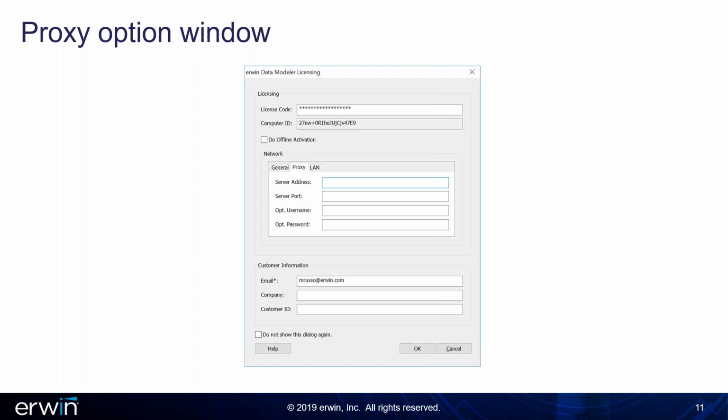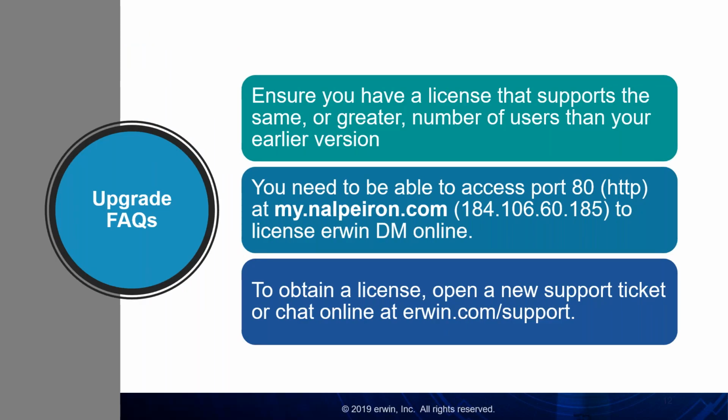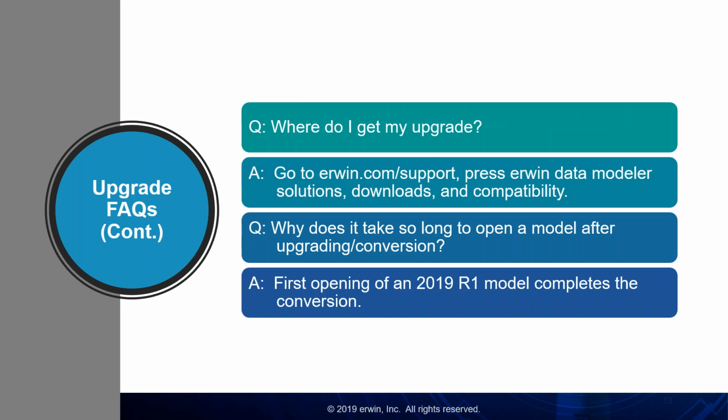Upgrade frequently asked questions. You want to make sure that you have a license that supports the same or greater number of users than your earlier version. We've already mentioned that you need to access port 80 at mynowprun.com. To obtain a license, you want to open a new support ticket or chat online at erwin.com/support. Where do I get my upgrade? You want to go to erwin.com/support, press Erwin Data Modeler Solutions Downloads and Compatibility.